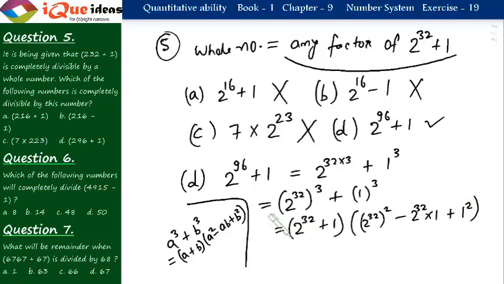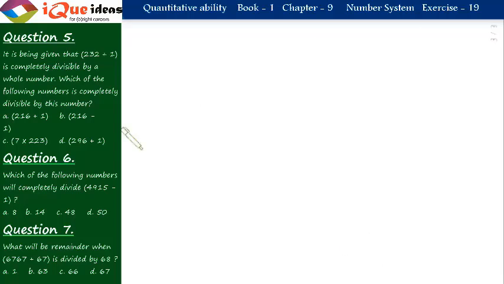So clearly this number 2 raised to 96 plus 1 is divisible by 2 raised to 32 plus 1. Hence it is divisible by all factors of 2 raised to 32 plus 1. Alright. So the answer is D option. Answer of the question would be D option. Now let's take the next question.